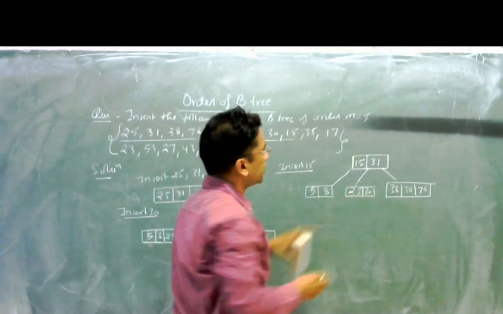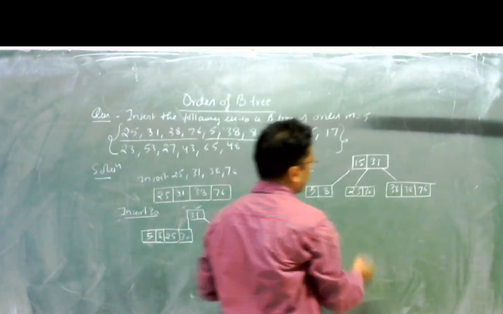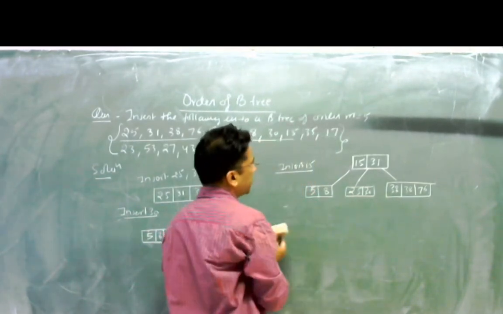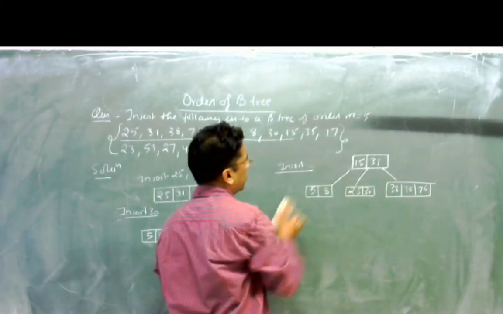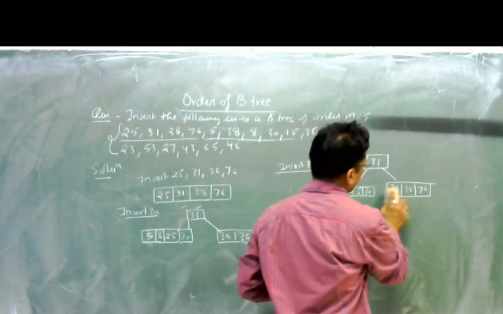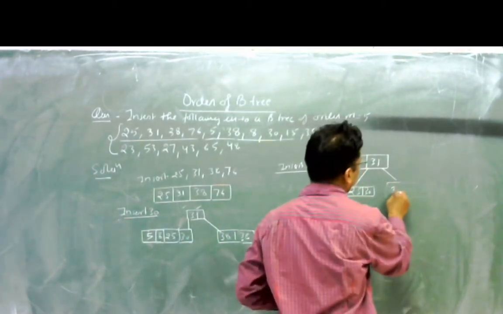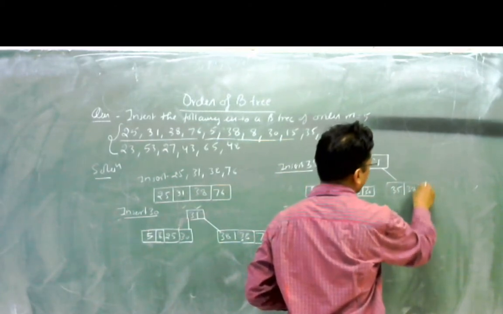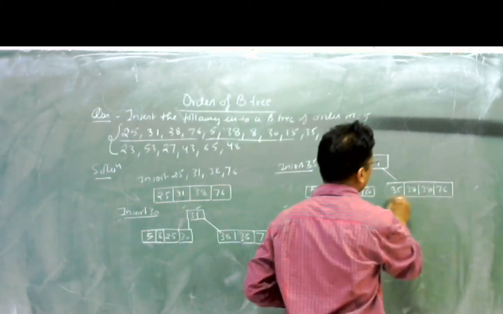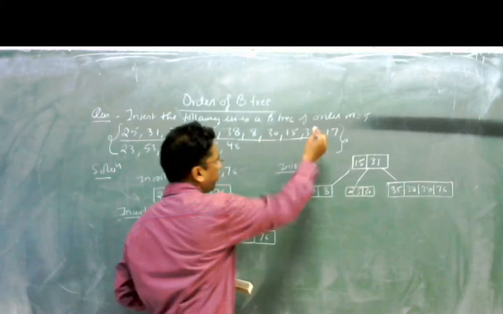After that, inserting 15, the next element is 35. 35 would be inserted here. So after inserting 35, I am just using the board, insert 35. After inserting 35, 38, 76, right? This would become like this. We have inserted 35 also.